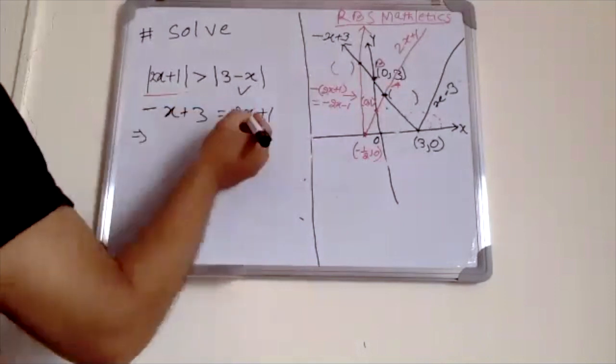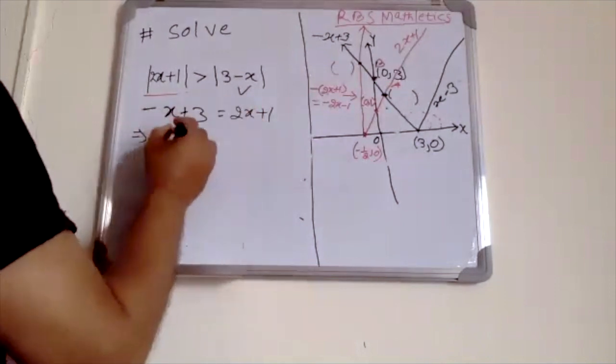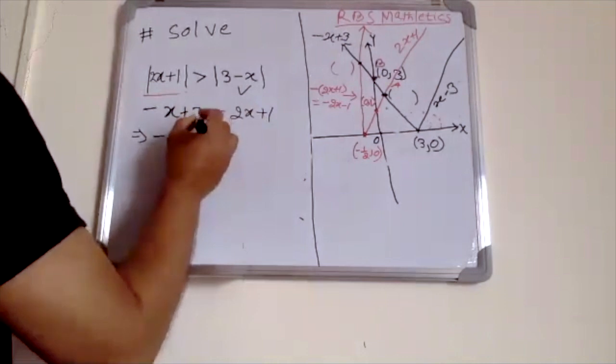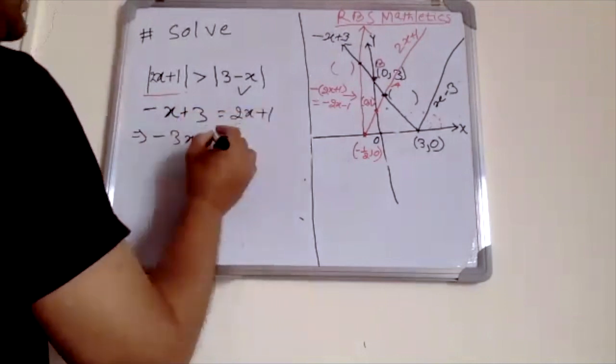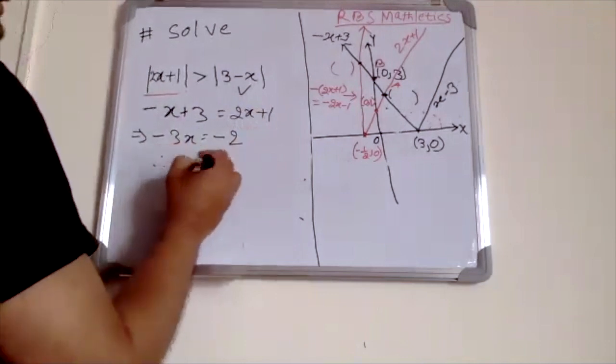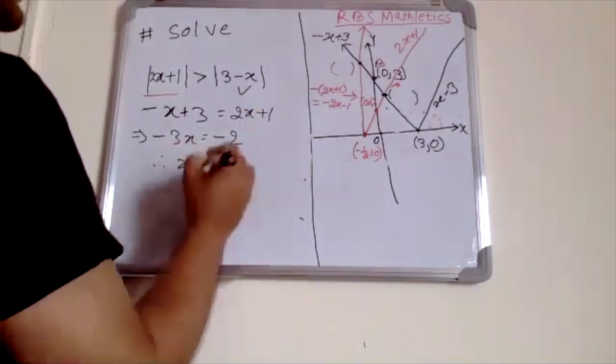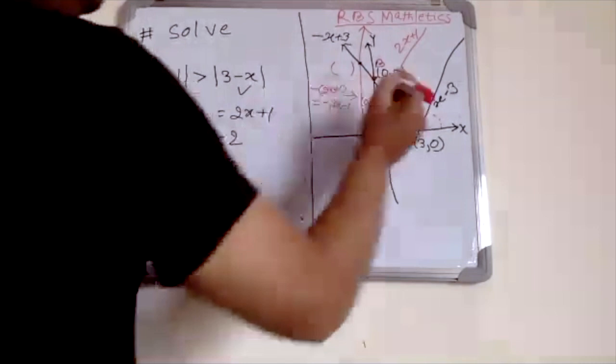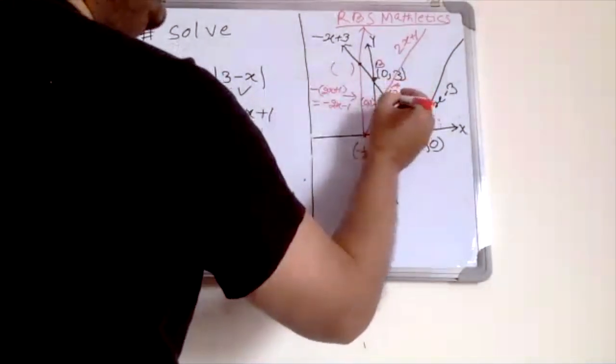If you transpose this to the left, it is going to be minus 3x, and if you transpose this to the right, 1 minus 3 is going to be minus 2. Therefore your x value is 2 over 3. So the x value at this point is 2 over 3.